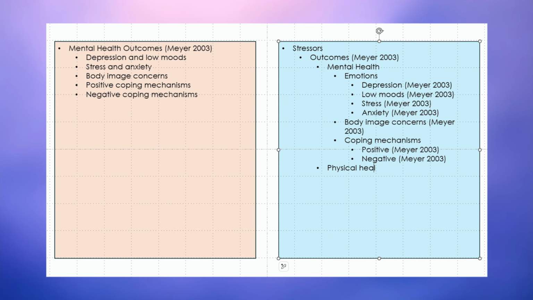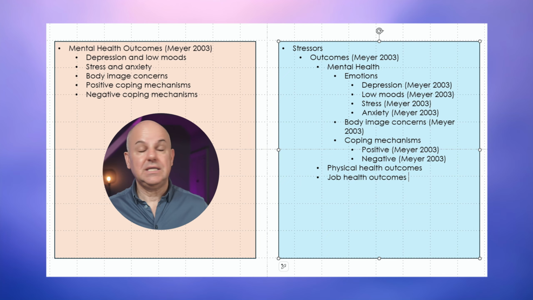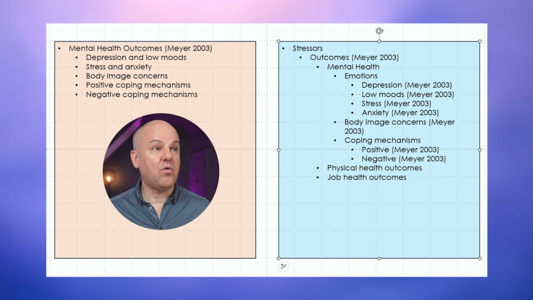As we develop our analytical structure, we can also ask questions. If we start with the outcomes theme, we can ask the question, what other outcomes besides mental health outcomes are out there? I actually went to read the paper where the student took these 5 mental health outcomes from, and the authors talk about 2 other types of outcomes: physical health outcomes and job health outcomes. So we can add that to our structure. So suddenly, instead of having just one subtheme of outcomes, we've got 3 types of outcomes.